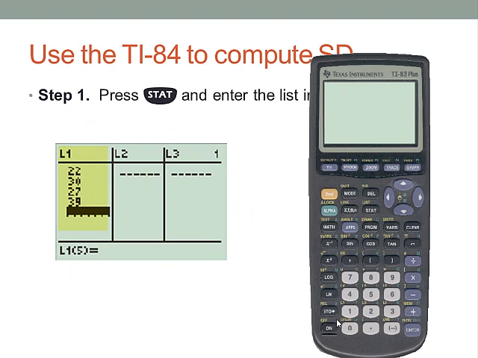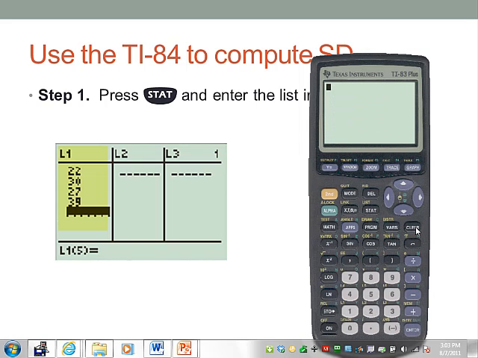So just so you can see me do that live if you need to, I'm going to clear this out, press stat, enter. I've got a list in there already, so I'm going to scroll up, press clear, enter, and now put the data in. 22, 30, 27, and 39.